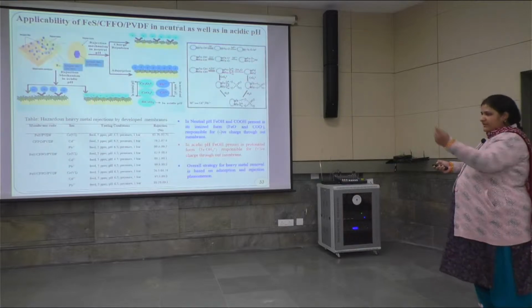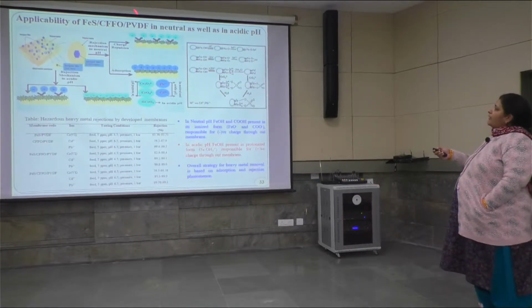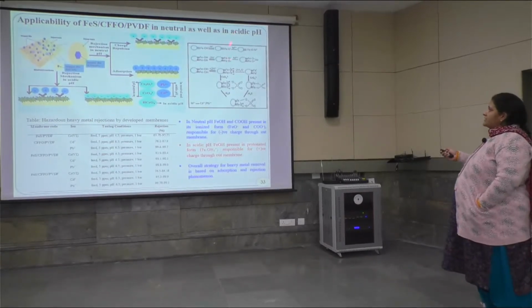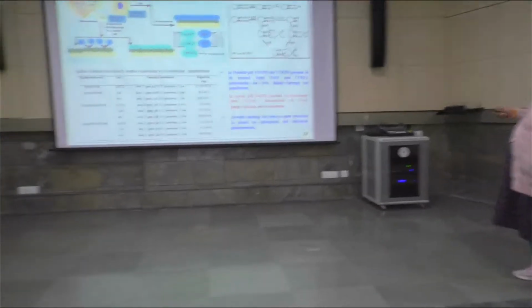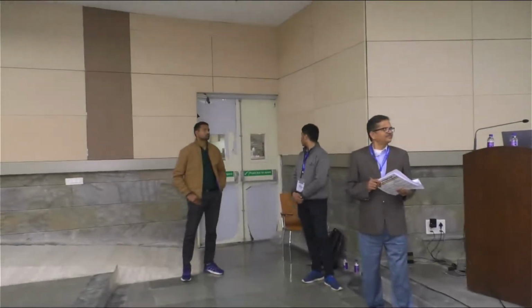The applicability of this membrane is in neutral as well as in acidic pH. In neutral pH, FeOH and COOH are present in their ionized form, responsible for the negative charge on the membrane. In acidic pH, the protonated form will be generated. So due to this, positive and negative charges are generated on the membrane, and some species will be adsorbed and some species will be rejected. That's why the overall separation takes place.